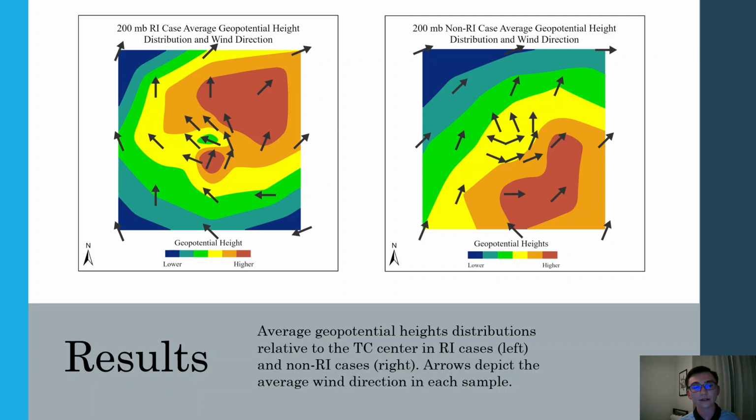Now the arrows here represent the average wind direction in the upper levels, again at 200 millibars, and you see a similar story overall. We do have, overall, you see where the outflow is, with southerly to southwesterly flow to the northeast of the center, and also to the northwest. And a little bit different story to the southeast of the center. We have southwesterly flow in non-RI cases, but more so easterly flow in the RI cases as well.